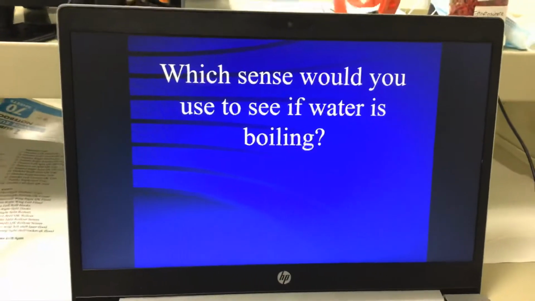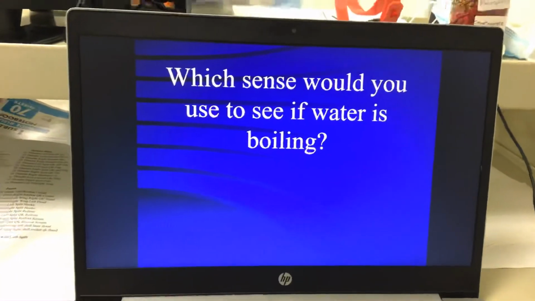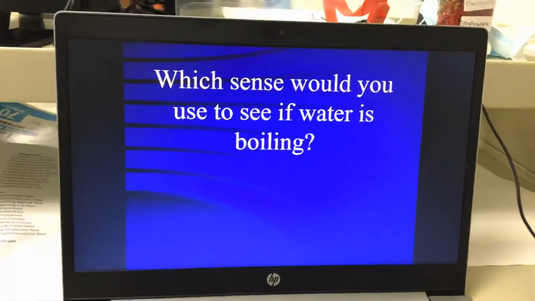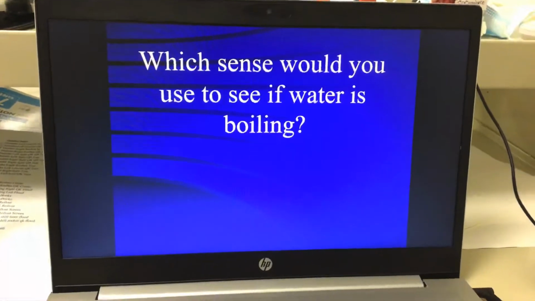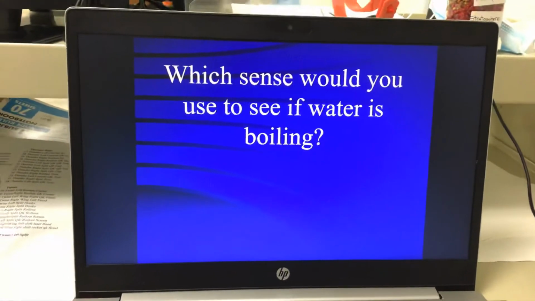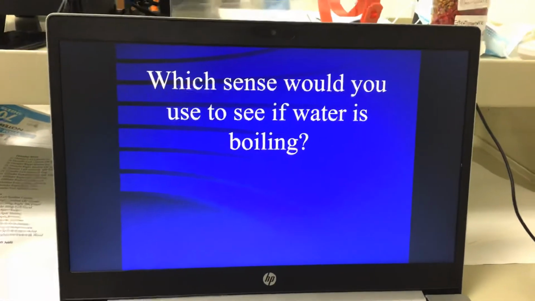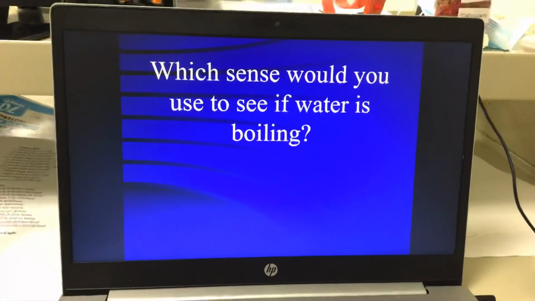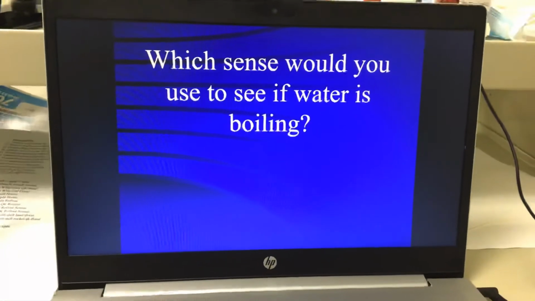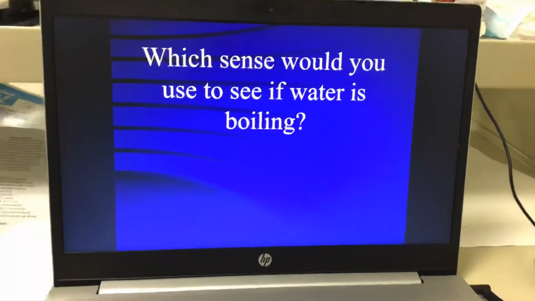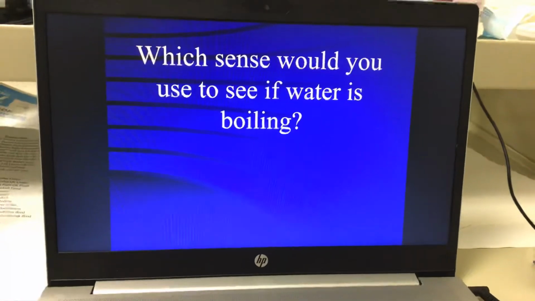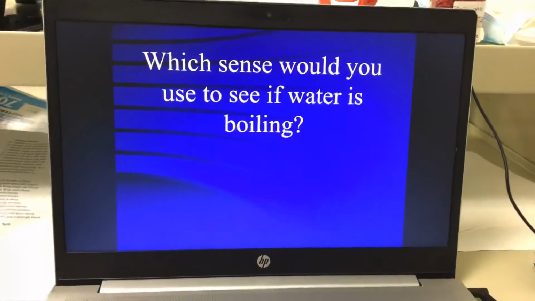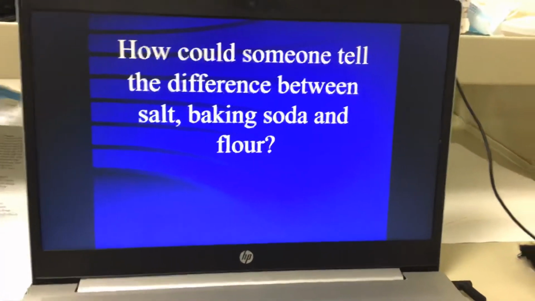Which sense would you use to see if water was boiling? You could see it with your eyes. You could see the little bubbles coming up. You could hear it when a pot is boiling. You could feel it. You could put your hand above in the steam. If you were really daring, you could put your hand in the hot water. I don't know if you could smell it or taste it. You definitely wouldn't want to taste boiling water, but there's many senses there.